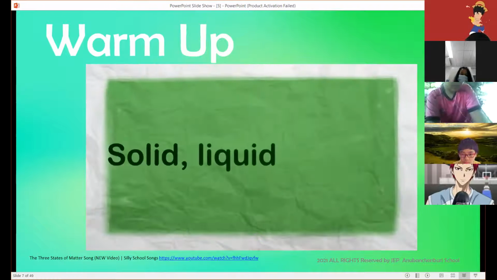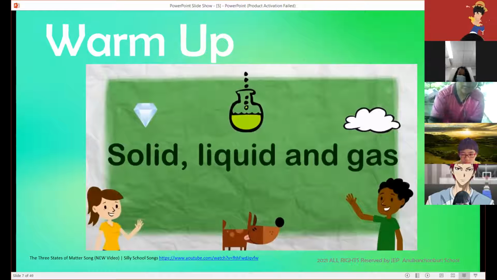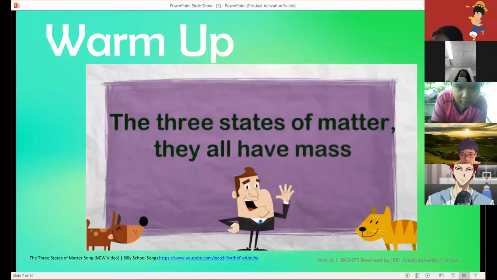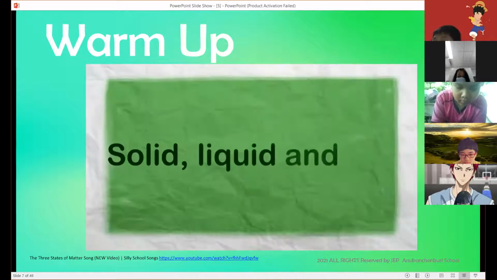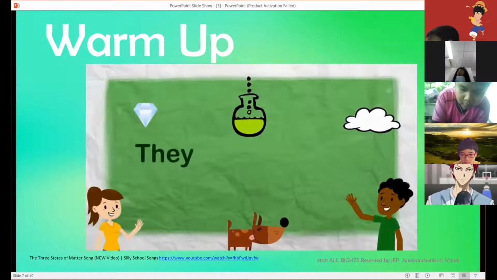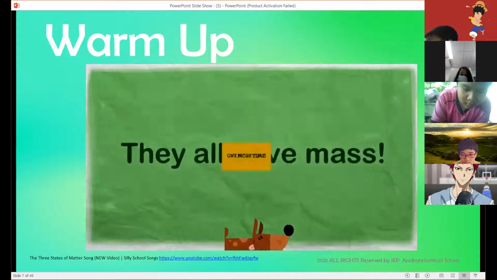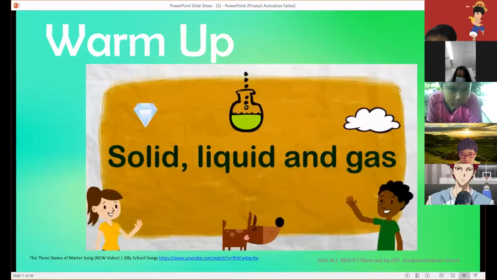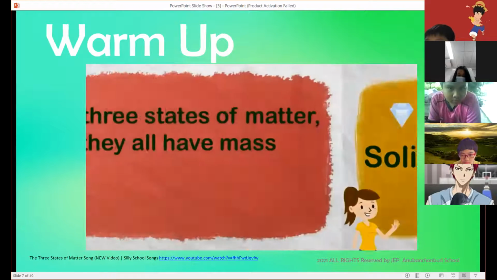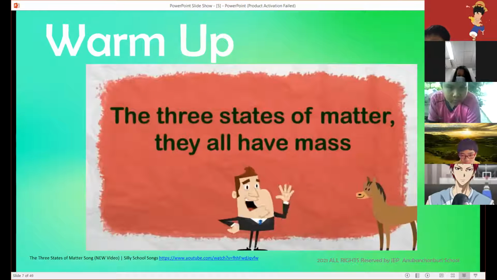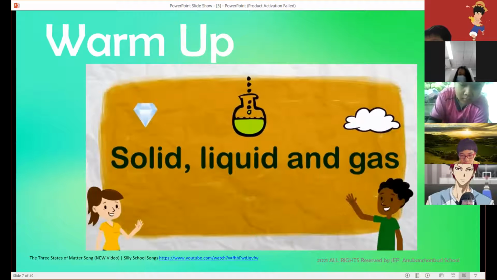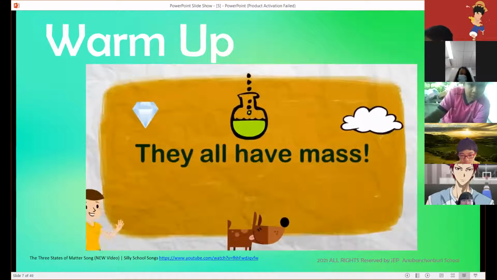Come on! Solid, liquid, and gas. The 3 states of matter, they all have mass. One more time, you guys, come on. Solid, liquid, and gas. The 3 states of matter, they all have mass.